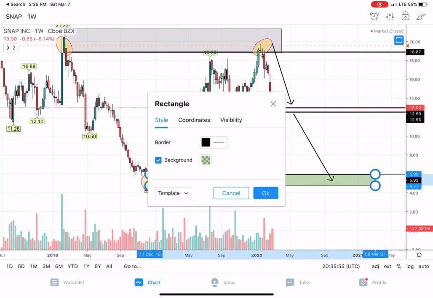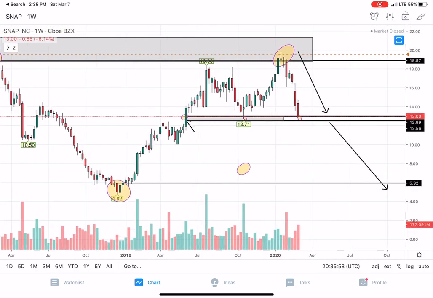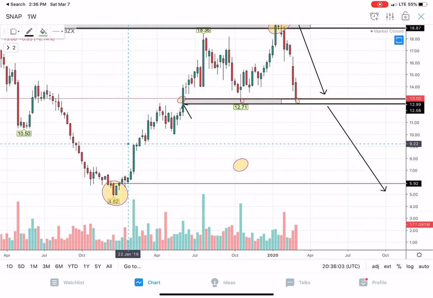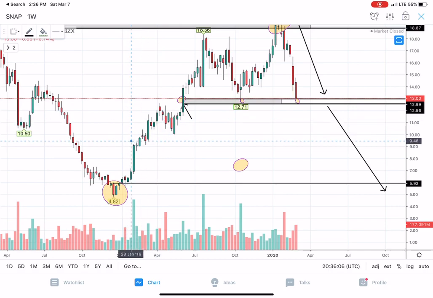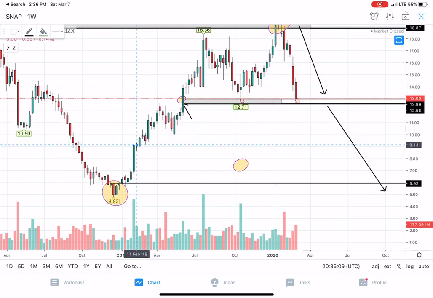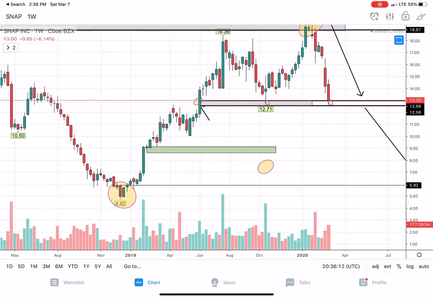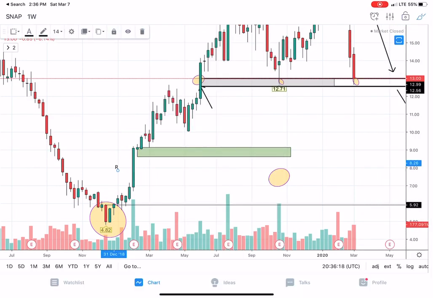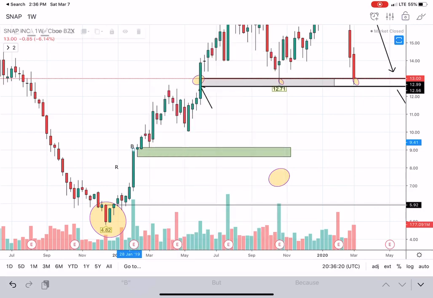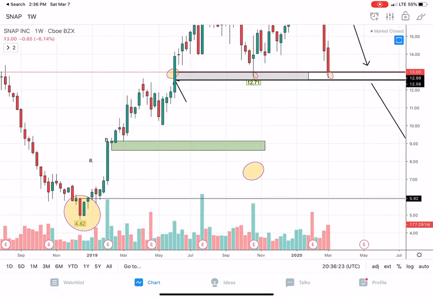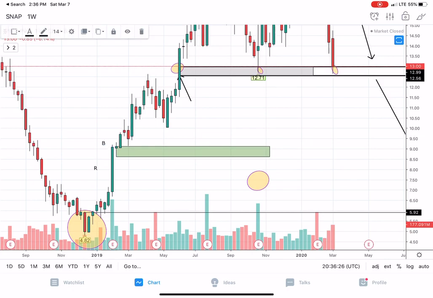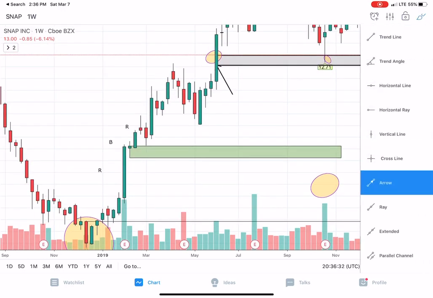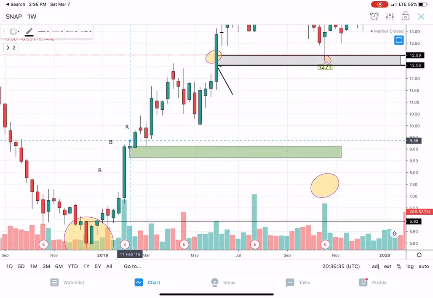But for example, I'm going to draw you guys a couple of fresh imbalances here. Here's another rally base rally right here. You get a rally, base, rally. So here is the basing candle right here. Let me just put some letters. Rally, base, rally.